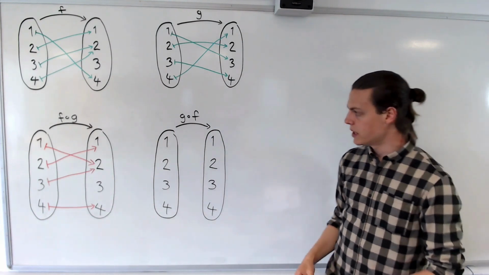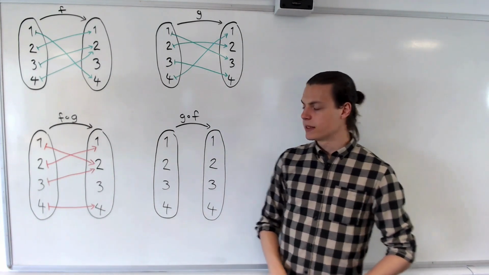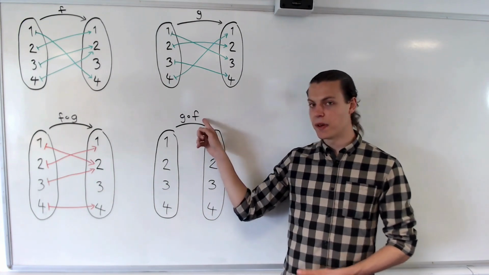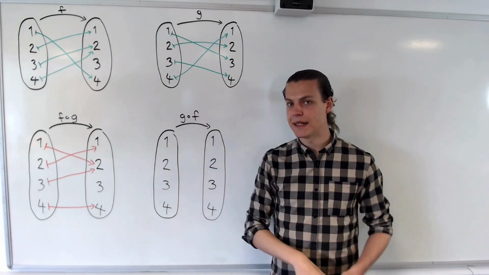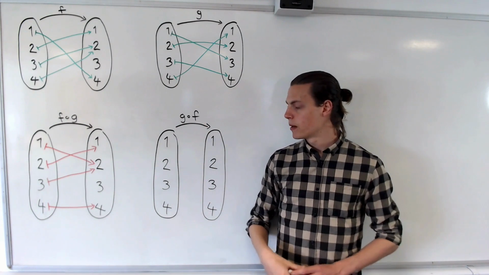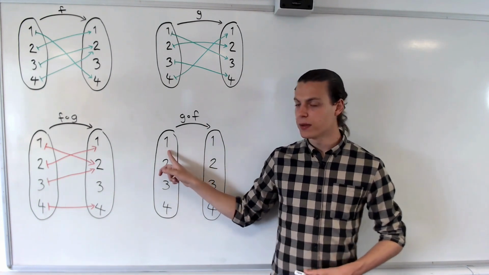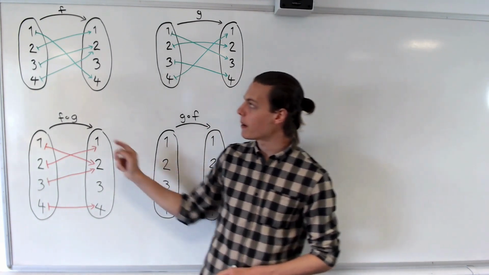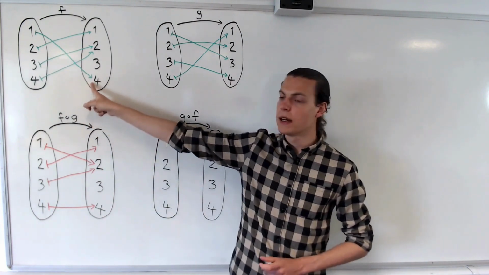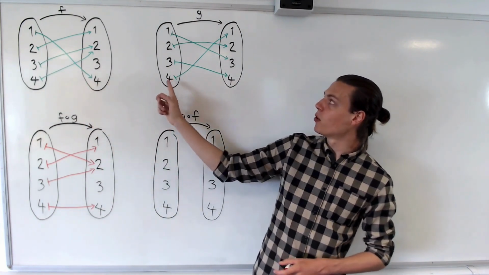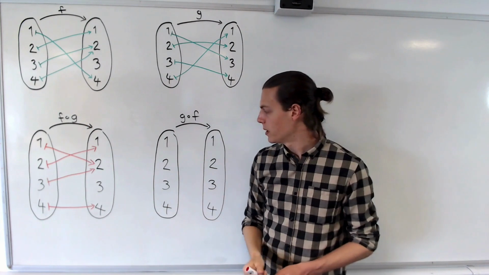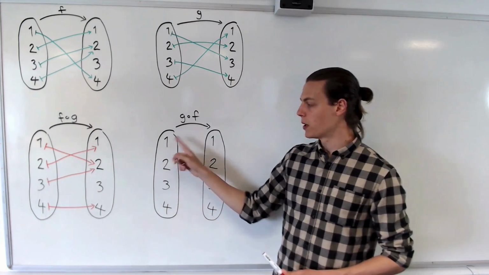Now let's look at g composed with f. So this time we apply f first, and then apply g to the result. So what do we map 1 to? Well, f maps 1 to 4, and then g maps 4 to 1. So this composition maps 1 to 1.